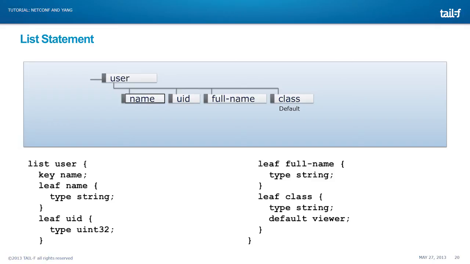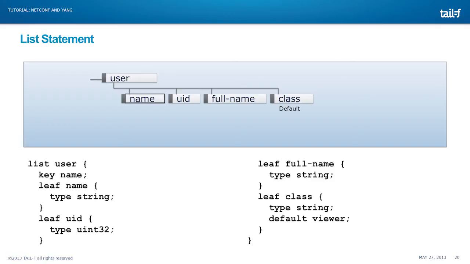So here we see a definition of a basic list. It's a user list, much like we'd have a user list, say, in a password file on a Unix system. A list will have a key statement to declare which of the list entries are the key values. There can be multiple keys. So these are essentially, think of as the key columns of your list. By convention, you should declare any of your key leaves first in your list entry right after the key statement. So after our key declaration, we see the leaf's name, UID, full name, class, which you can think of as the columns of our row declared here. And we see up top, kind of a pictorial representation of this list entry.